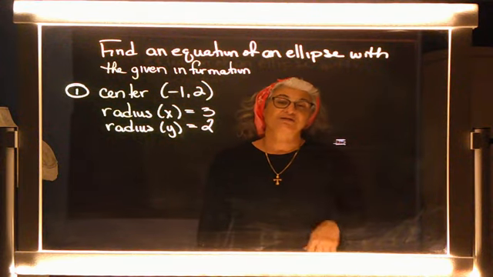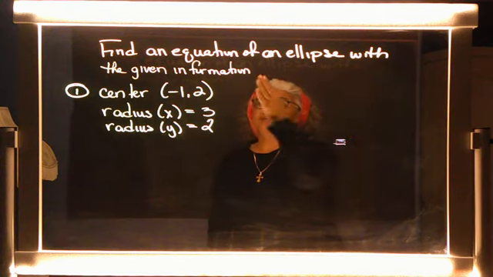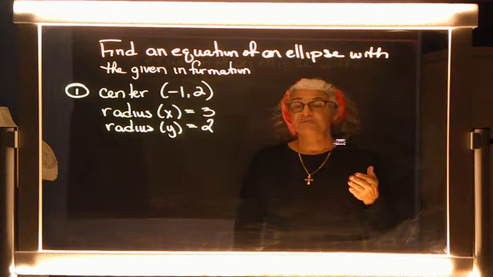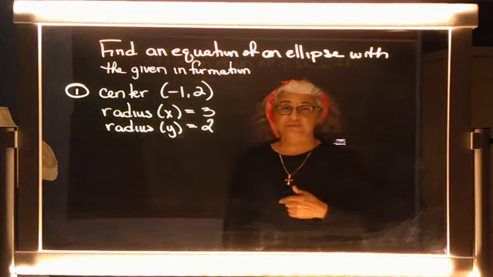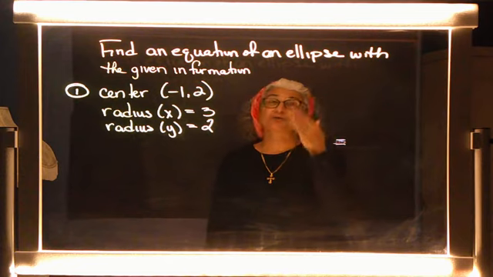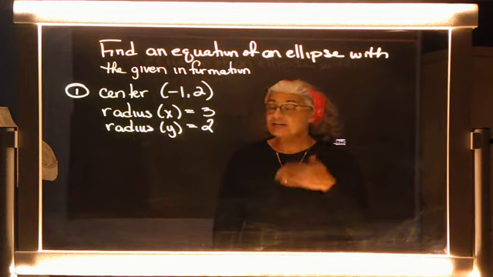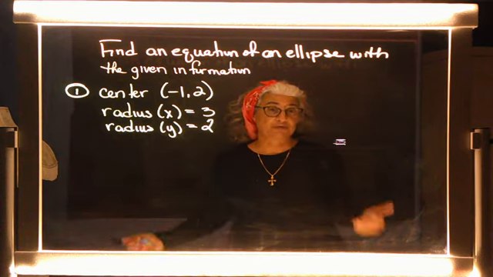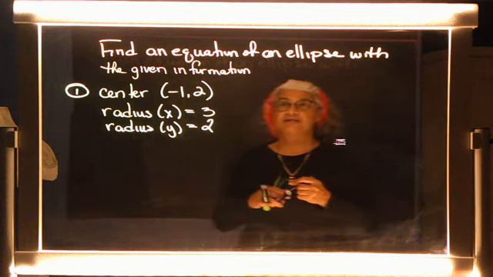Okay, let's look at these directions. These directions say to find an equation of an ellipse with the given information. The information they gave us was the center and the radius in the x direction as well as the radius in the y direction. Now, since it is an ellipse, they told us we're finding an equation of an ellipse. That means that I should write down the standard form of equation of an ellipse. So, standard form looks like this.